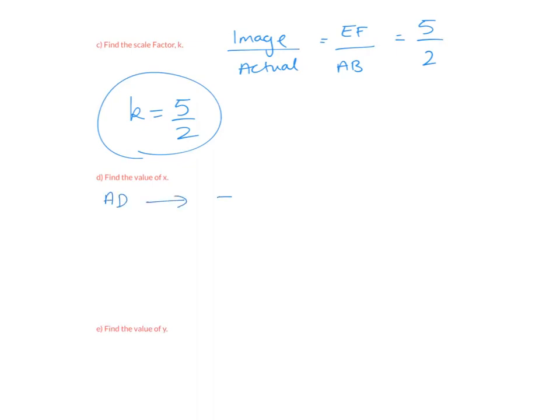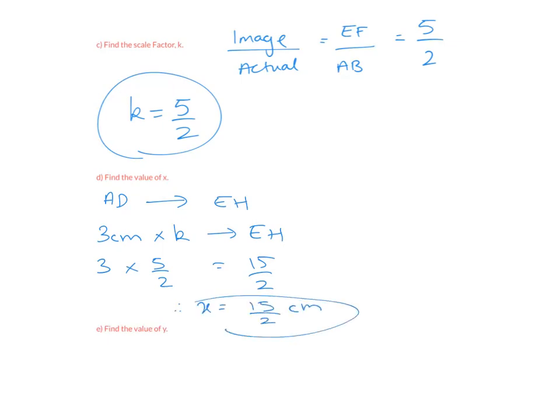Remember, AD gives us EH, and AD is 3 centimeters. So we need to multiply 3 centimeters by the scale factor to get EH. Our scale factor is 5/2, so 3 times 5/2, and that is 15/2. So therefore, X equals 15/2 centimeters.